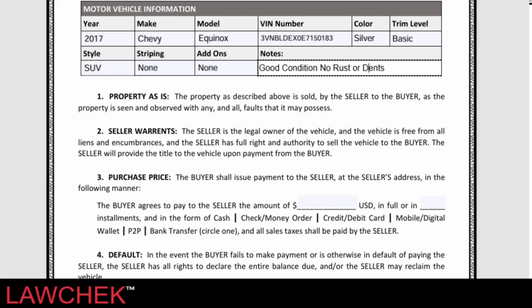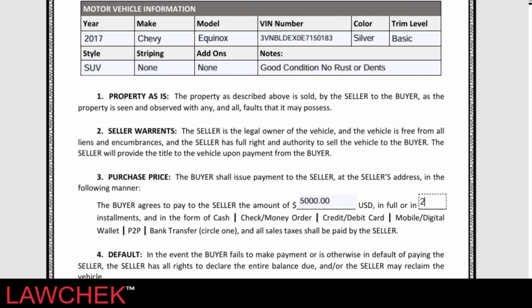Next, you're going to take a look at the purchase price. We're going to go ahead and fill in here the amount, about $5,000. We're actually going to allow this buyer, they want to buy it in 2 payments. First payment's going to be cash or money order. And the second one's probably going to be a check. So we'll circle both those.